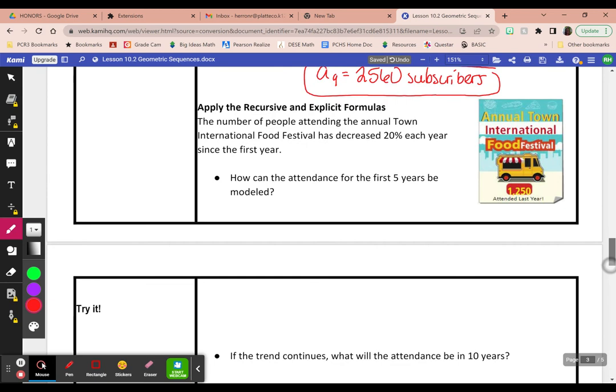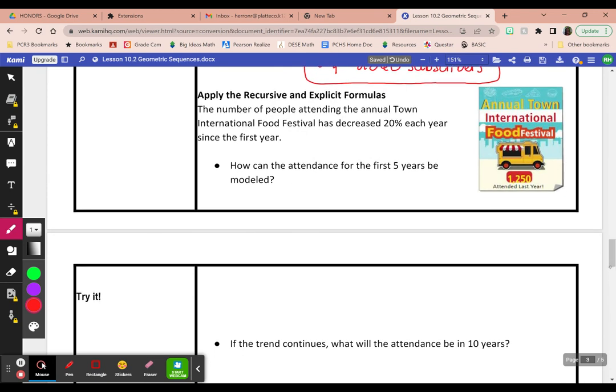All right, last one down here. And then we're finished up, okay? Apply the recursive and explicit formulas to the word problems. So the number of people attending the annual Town International Food Festival has decreased 20% each year since the first year. How can the attendance for the first 5 years be modeled? And if the trend continues, what will the attendance be in 10 years?